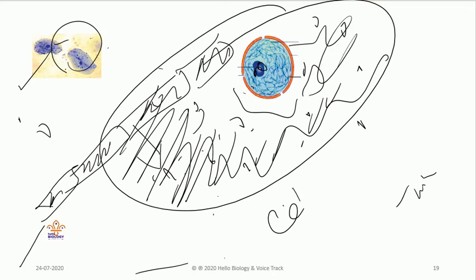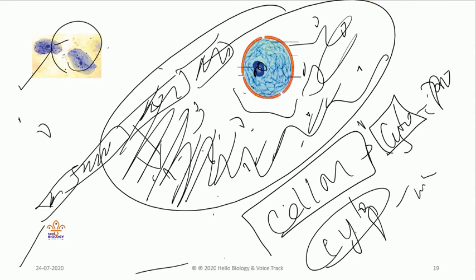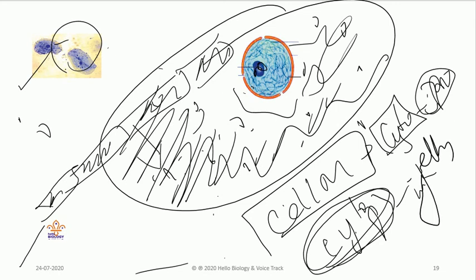And what is the difference between protoplasm and cytoplasm? Protoplasm means cell membrane plus cytoplasm. Whereas cytoplasm is just the jelly-like substance. That you need to remember. Cell membrane plus cytoplasm is called protoplasm, but cytoplasm is just the jelly-like substance.